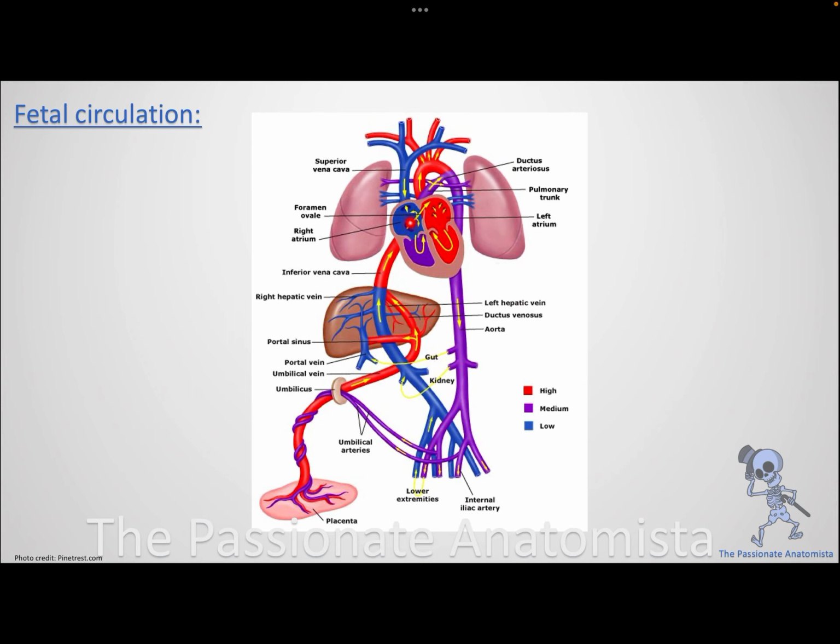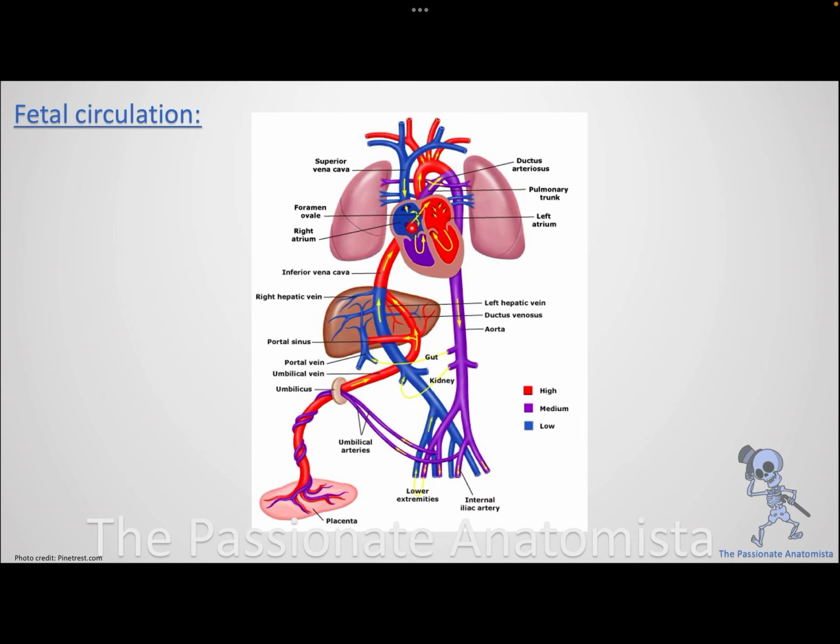Now, how can we make sure that the blood that came from the inferior vena cava, which was coming from the mother, can go to the left atrium by the foramen ovale? So it's an oval opening. That's why we call it foramen ovale, because we want to bypass the pulmonary circulation, because the lungs are not going to do anything.